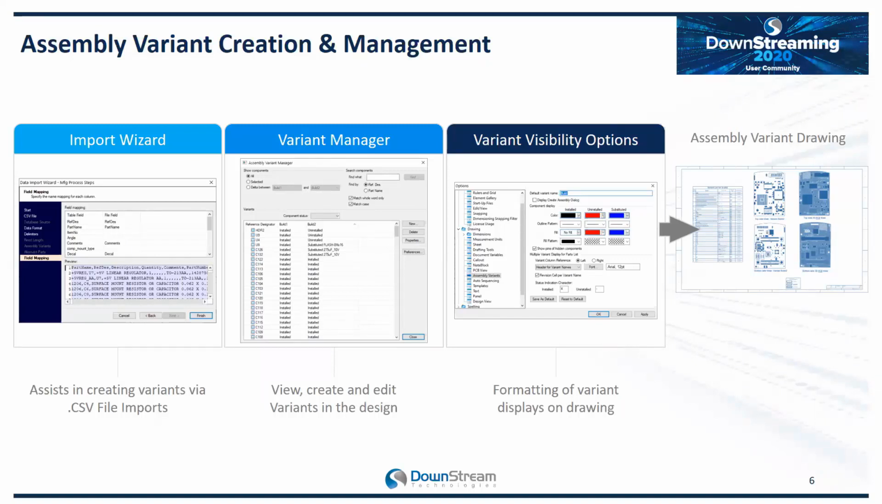So not only are there many ways to bring in and manage the assembly variants, but the choices and the flexibility in formatting and how you want to present it is unlimited. So that's assembly variant creation and management. Now let's take a step next to process steps. And similar to many tools in Blueprint, much of the functionality is fronted by a process step manager.